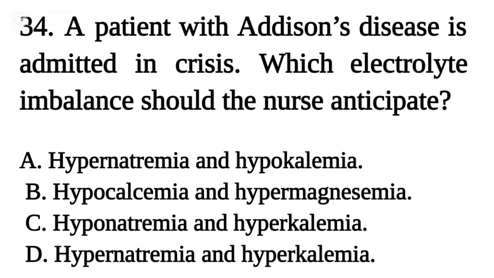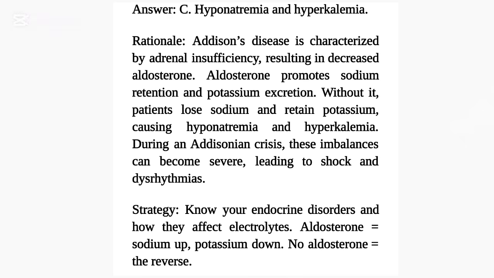34. A patient with Addison's disease is admitted in crisis. Which electrolyte imbalance should the nurse anticipate? A. Hypernatremia and hypokalemia. B. Hypocalcemia and hypermagnesemia. C. Hyponatremia and hyperkalemia. D. Hypernatremia and hyperkalemia. Answer: C.